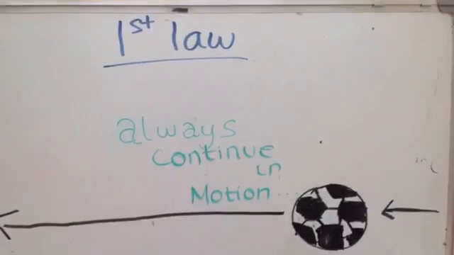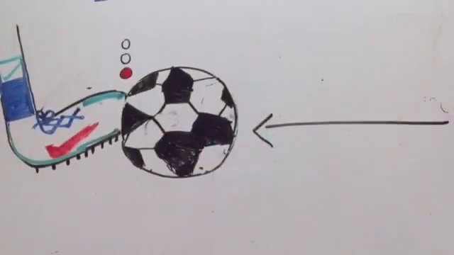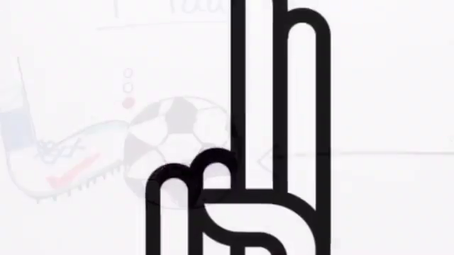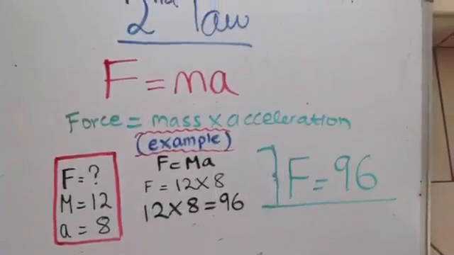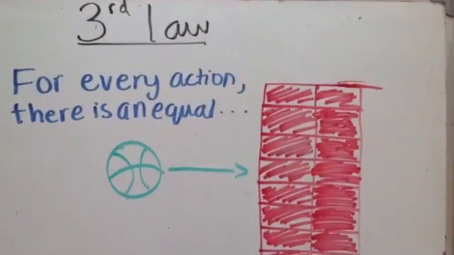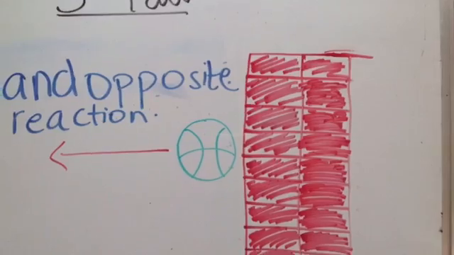The 3 laws of motion were: 1. An object in motion will always continue in motion unless stopped by a force. 2. Force equals mass times acceleration. And lastly, 3. For every action there is an equal and opposite reaction.